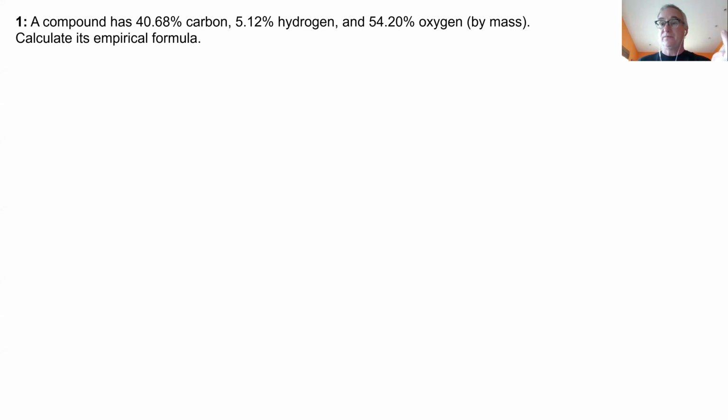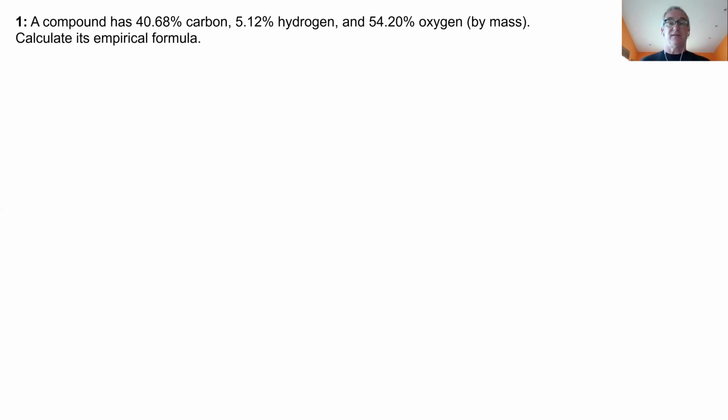40.68 grams is carbon. Because percentage doesn't tell us anything. Percentage is a unitless number. We need units when we're converting grams to moles and moles to grams and back and forth. What we're going to try and calculate here is how many moles of each one of these we're dealing with, because that's what we want. We want the ratio of moles.